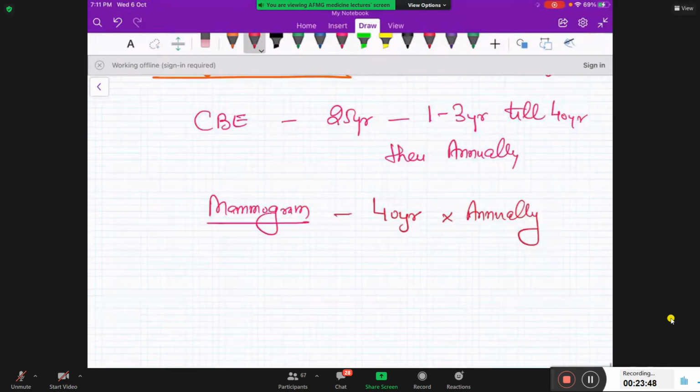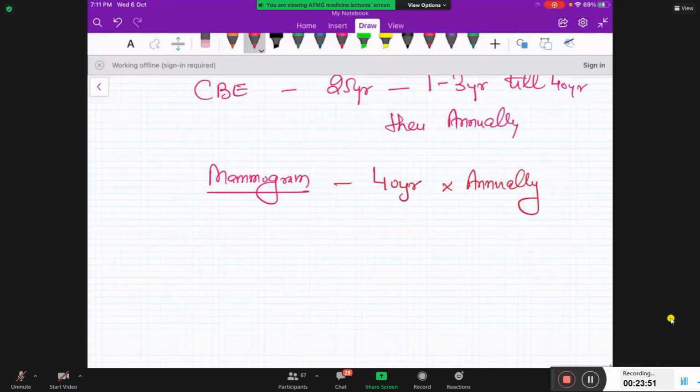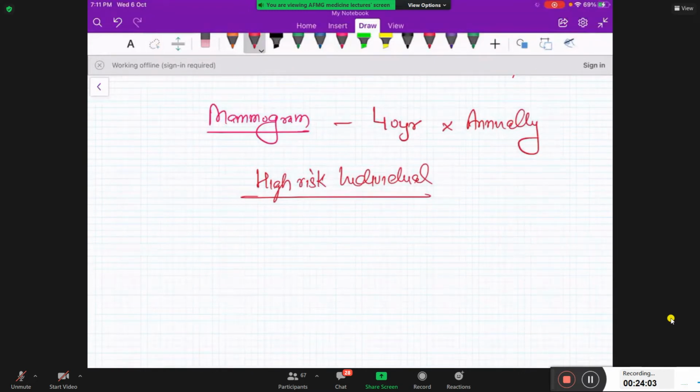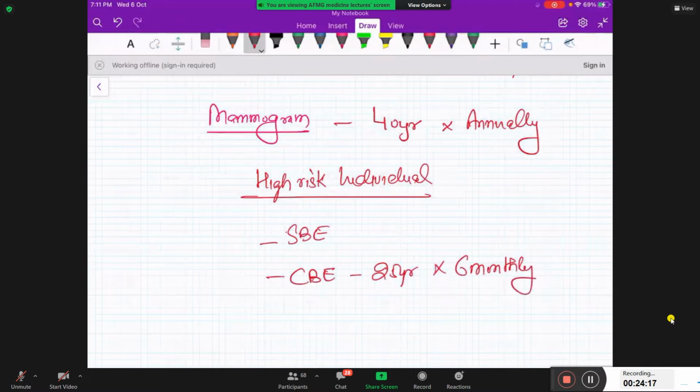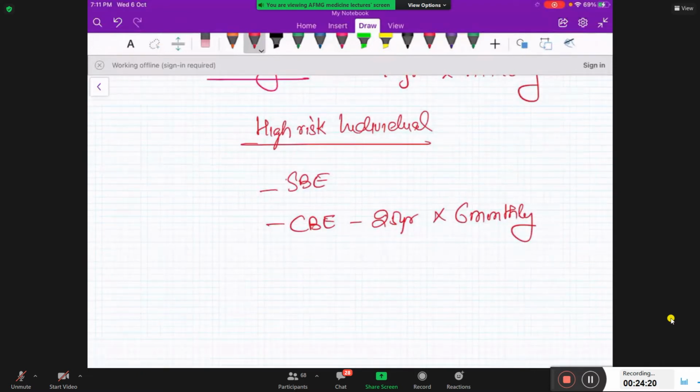Right? Now, then comes the intensive surveillance in a high risk individual. Intensive surveillance in a high risk individual will be the same. The self-based examination is the same, but clinical based examination here should start at the age of 25 years and be done 6 monthly. MRI is added here, should start at the age of 25 years, should be done annually.